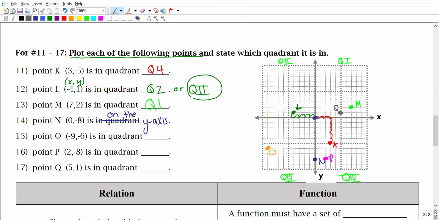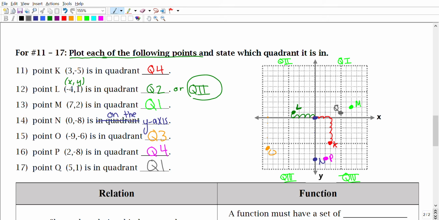So I actually went ahead and plotted all those points for you guys, but now you guys have to decide what quadrants those fall on. Okay, so go ahead and pause the video for a second and tell me what quadrants point O, P, and Q fall on. Alright guys, so point O we see here on the bottom left hand side, so that actually falls in quadrant 3. Alright, point P is on the bottom right hand quadrant, so that one actually is in quadrant 4. And finally, point Q is on the top right, which means it's actually in quadrant 1.